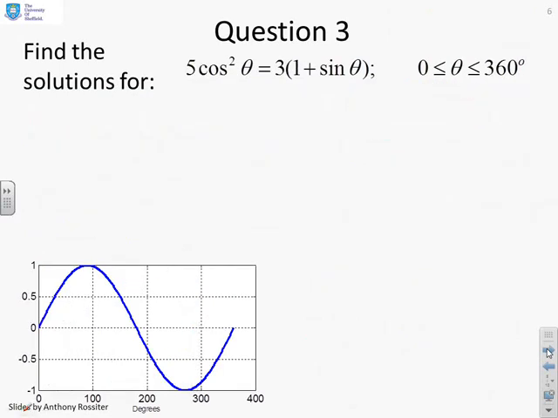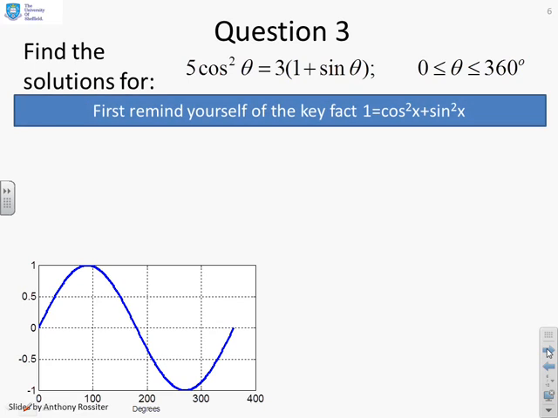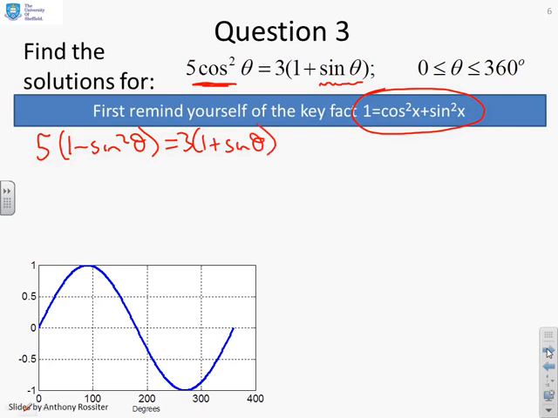Question 3 then. Find the solutions for this one. 5 cos squared theta equals 3 times 1 plus sine theta. And again, in the range 0 less than or equal to theta less than or equal to 360 degrees. So again, the first thing to do is remind yourself that we can use this identity where it might be useful. So what I'm going to do is I can see I've got a sine theta on its own, so the logical thing to do is replace this cos squared theta with a sine squared term. So I'm going to get 5 into 1 minus sine squared theta equals 3 into 1 plus sine theta.